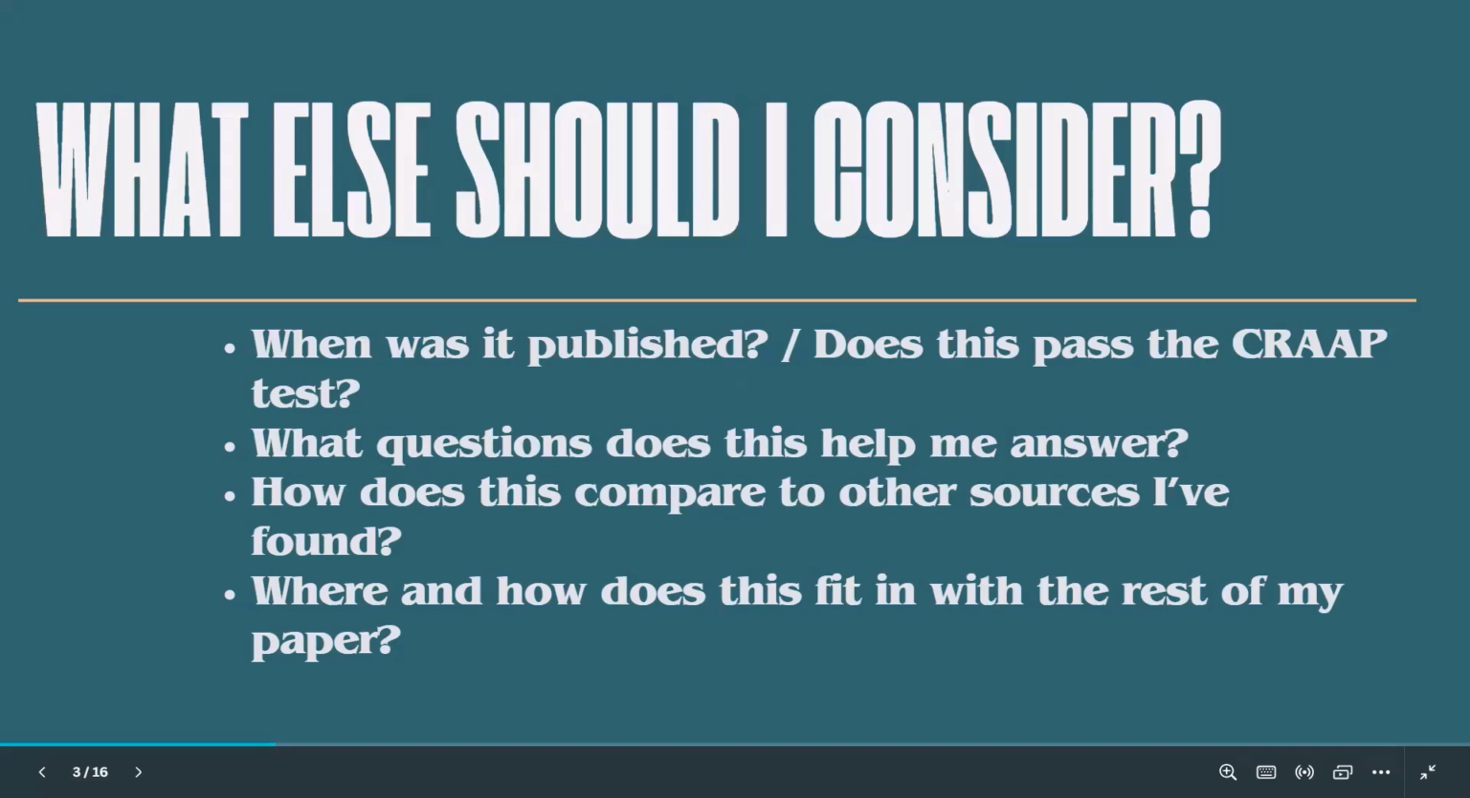There are other parts of the CRAP test like relevancy, authority, accuracy, and purpose. However, you can't really determine those without actually going into the source. So we're going to talk a little bit more along those lines.